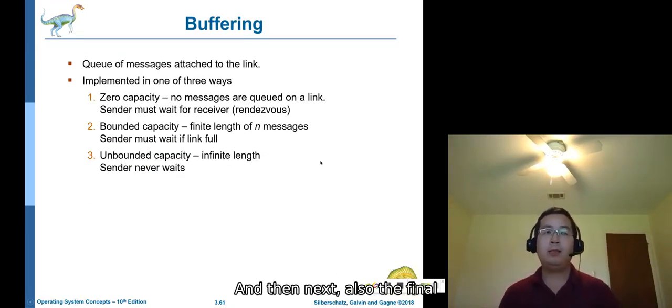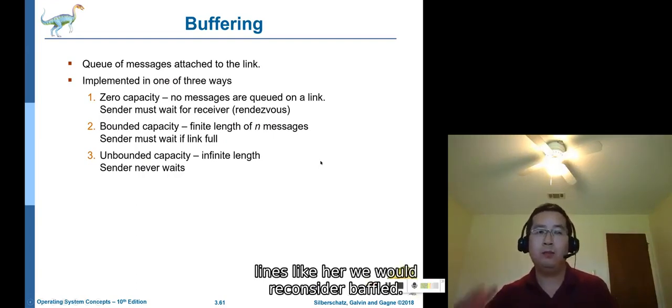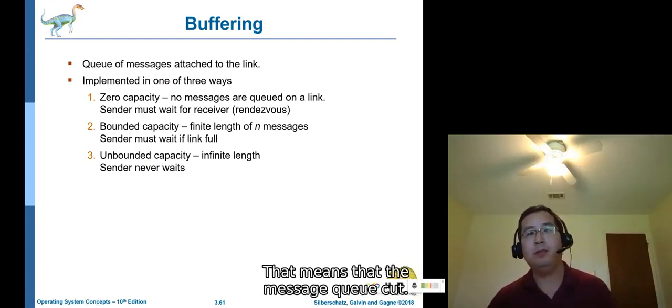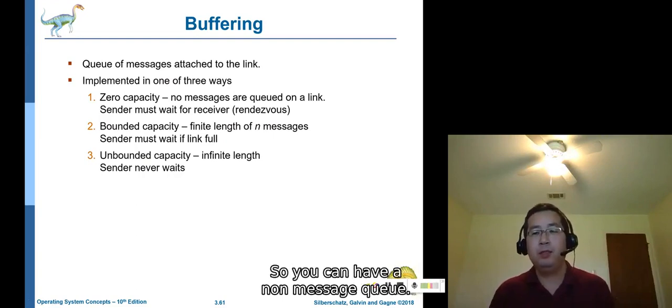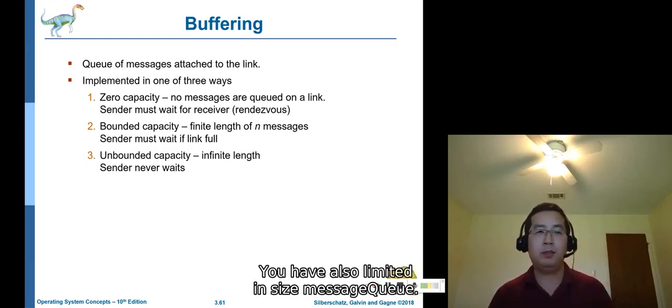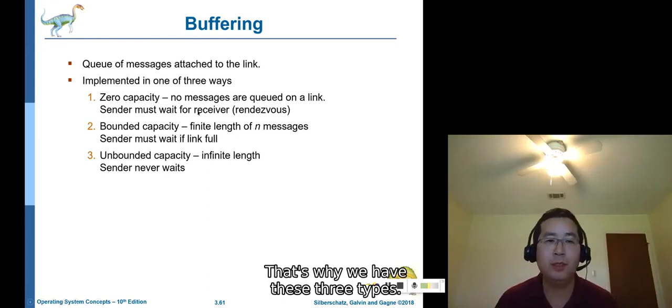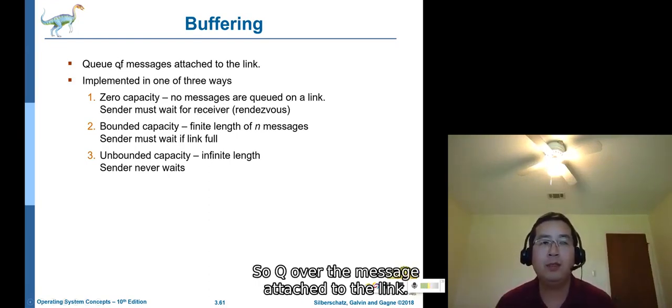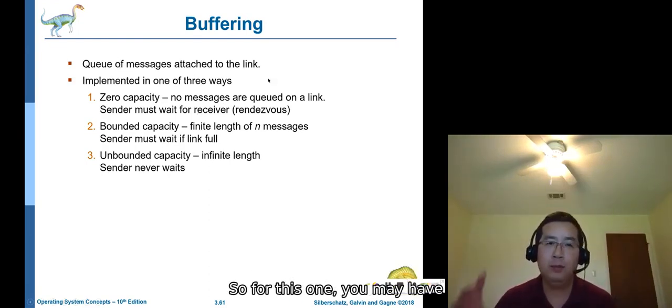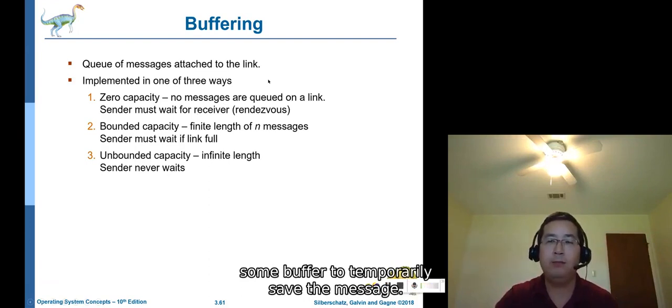And then next, the final one is that we consider the buffer. That means the message queue. Okay? So you can have no message queue, you can have an unlimited message queue, you can also have a limited size message queue. That's why we have these three types. So the queue of messages is attached to the link. For this one, you may have some buffer to temporarily save the message.